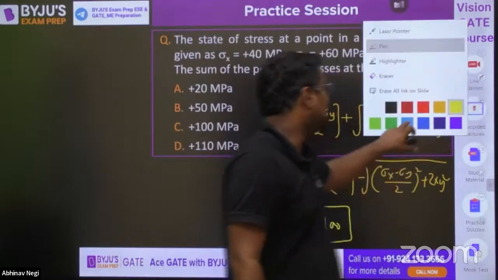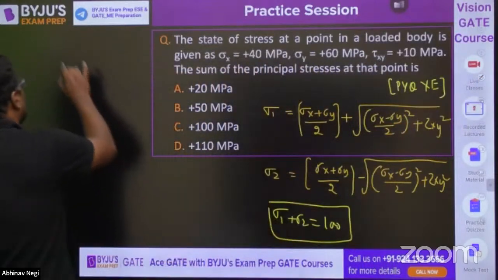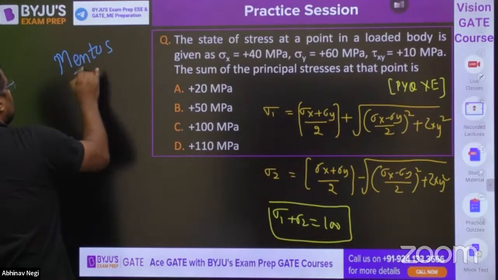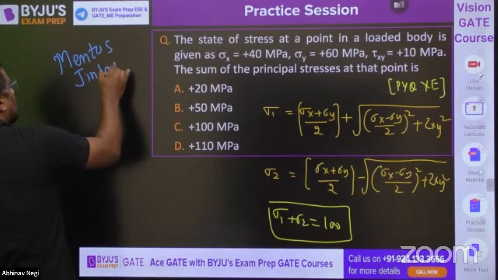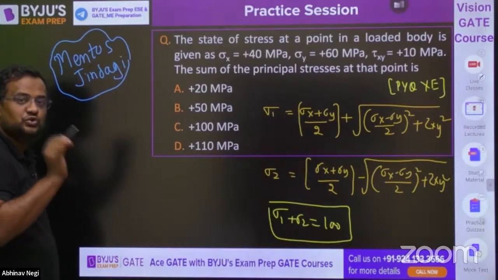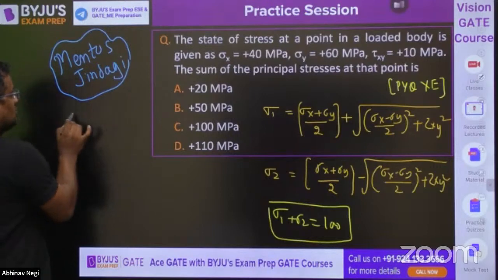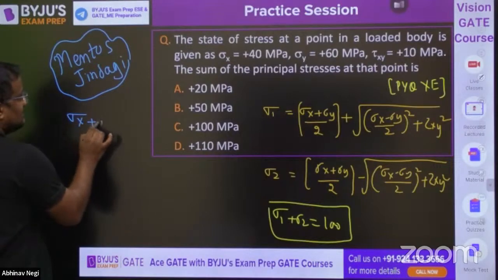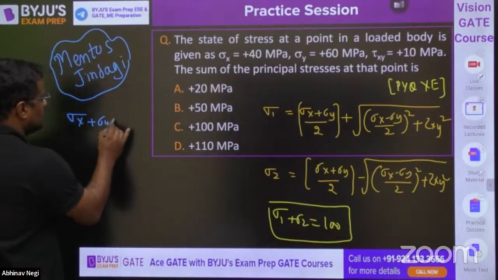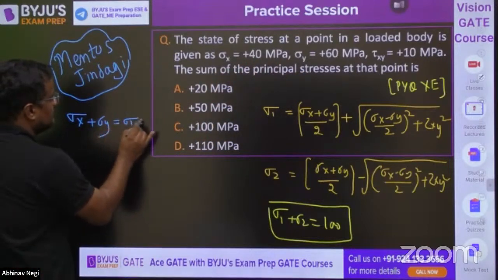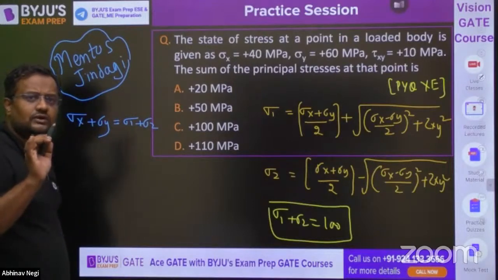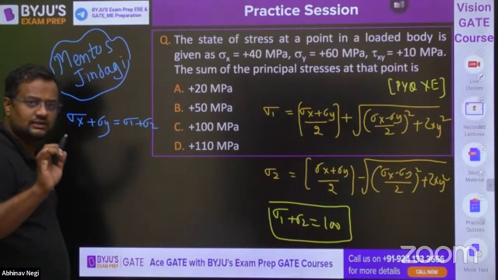But now you have seen the ad of Mentos. Mentos Zindagi. Okay, now what is done there? The sum of normal stresses on two mutually perpendicular planes is constant. So sigma x and sigma y are at 90 degrees, and the principal stresses are also at 90 degrees. So the sum of principal stresses, or the sum of normal stresses on any perpendicular planes, sigma x dash plus sigma y dash, is constant.